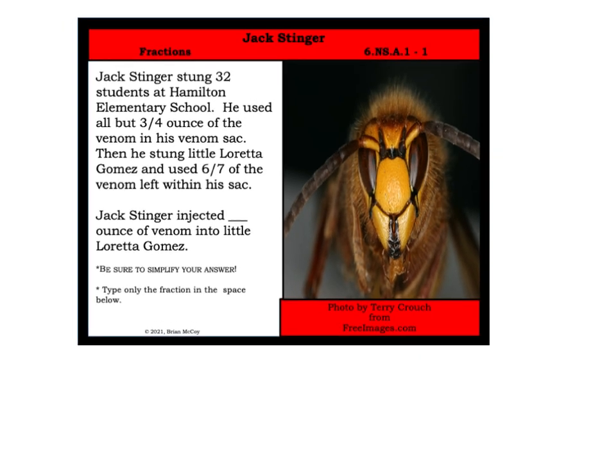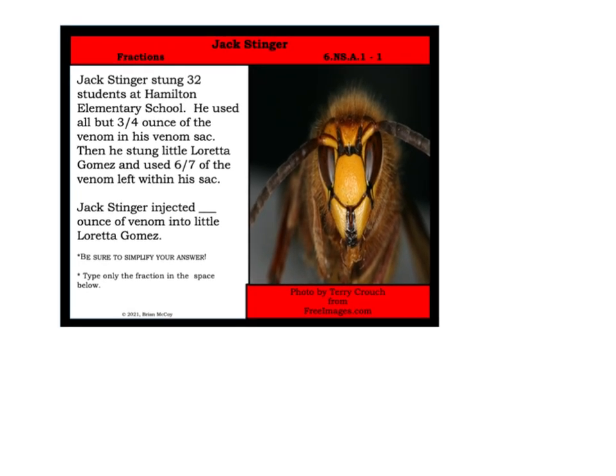Alrighty, my friends, let's go ahead and just get started here with solving this problem. First of all, Jack Stinger has 3/4 ounces of venom in his venom sac. So he's got 3/4 of an ounce, right? Then he finds little Loretta Gomez, poor little girl, and he stings her and uses 6/7 of, which means times, of the venom in his venom sac. Of this 3/4, right? So we're going to just say times, and then we've got 6/7. And bam, this is our algorithm that we're going to do.